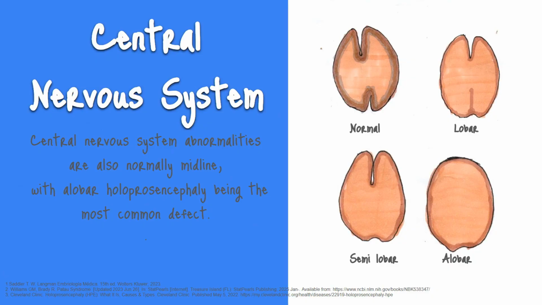Alobar, this type means the fetal brain hasn't developed into two hemispheres at all. It's usually associated with severe facial deformities. Babies with this type of holoprosencephaly are often stillborn or die shortly after birth. Remember, alobar is the one commonly presented in trisomy 13.